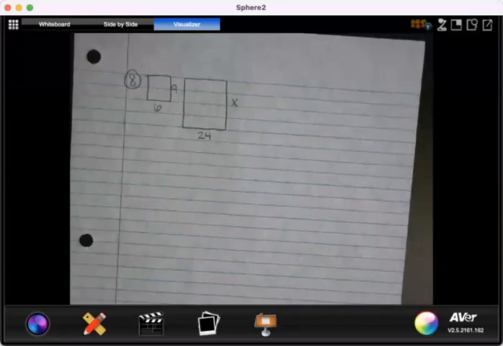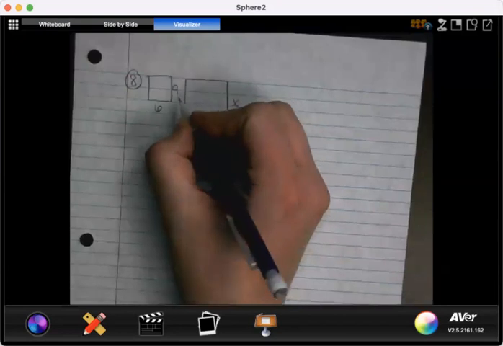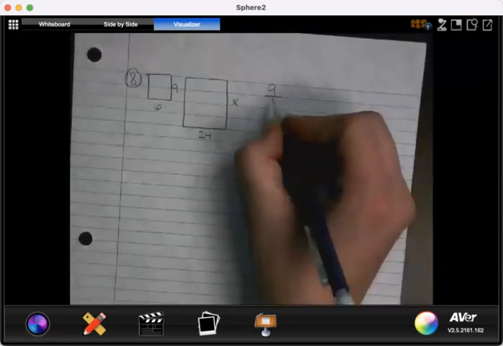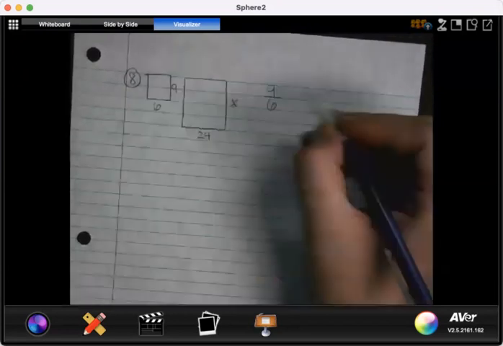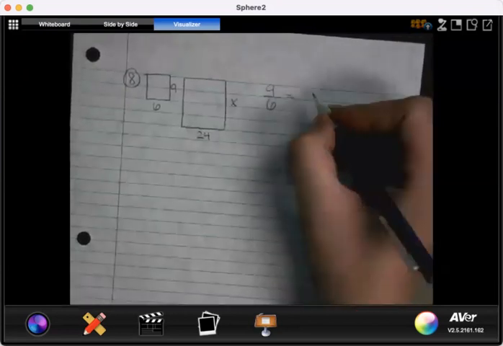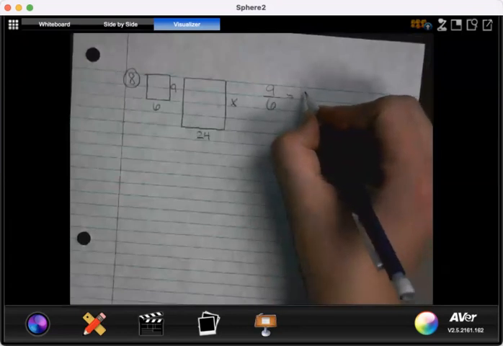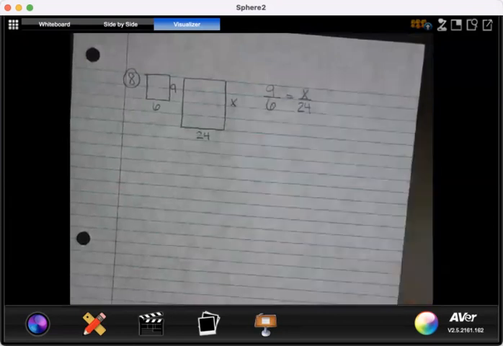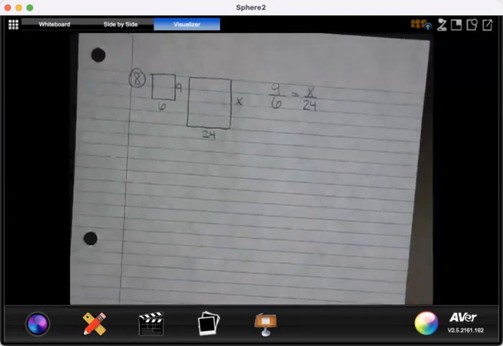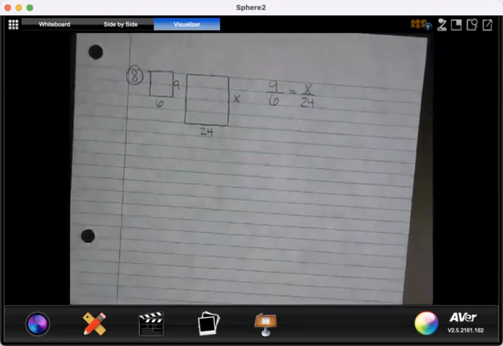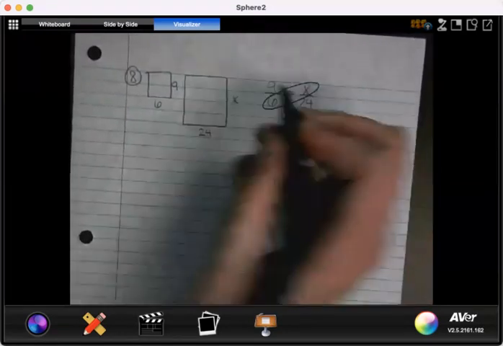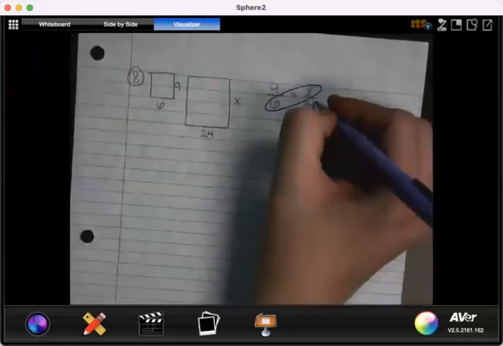So one way you could have set up a proportion here is by setting up a proportion of the tall side of the small one divided by the base of the small one, equaling the tall side of the big one divided by the base of the big one. And again, that's just one of the ways you could have done it. Let's see when we cross multiply if you ended up with the same answer if you had set up the proportion differently.